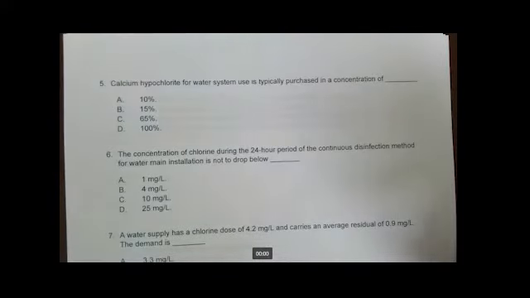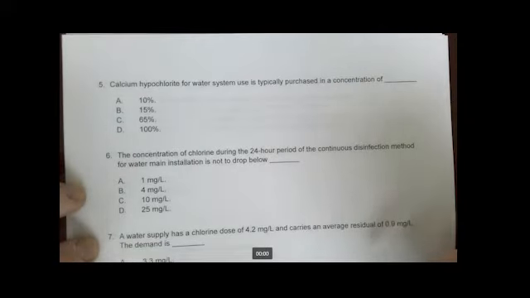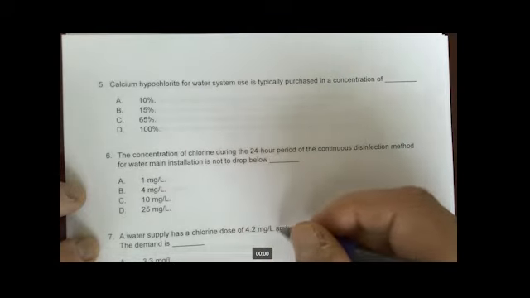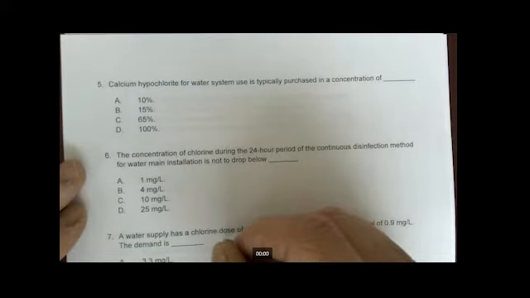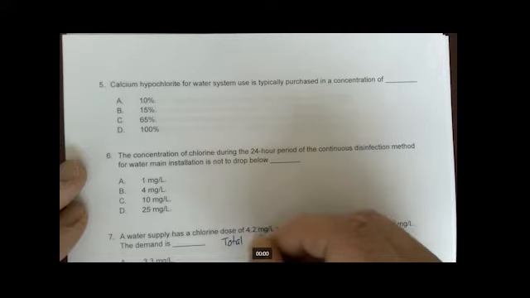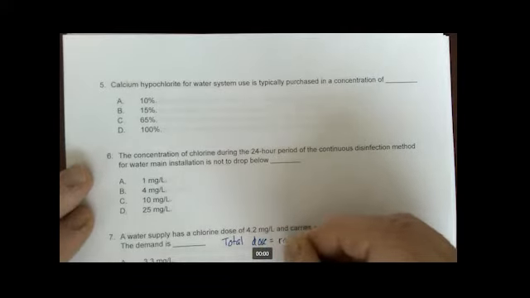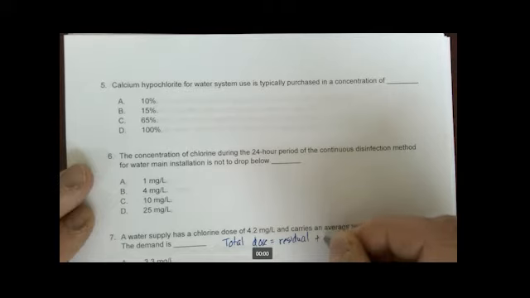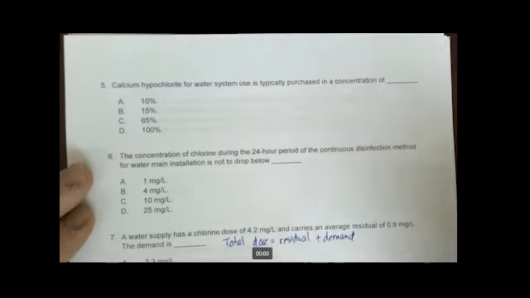And here we go, we run into our first math question on page 2. Here we have number 7. A water supply has a chlorine dose of 4.2 milligrams per liter and carries an average residual of 0.9 milligrams per liter, and the demand is... Okay, so there is a formula that says total dose equals residual plus the demand.